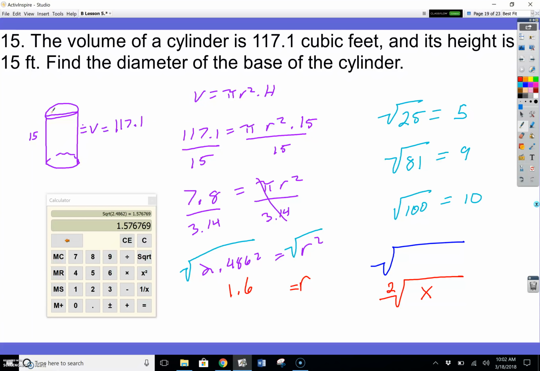Now, this is the radius, and that means my unit for radius is just feet. It's not feet cubed, okay? Now, that's my radius, but the original question was asking for diameter. So I'm going to times this by 2 to get a final answer of 3.2 feet. Okay?